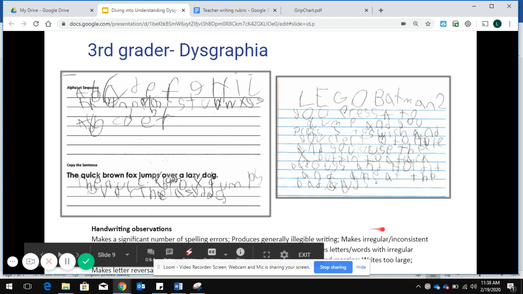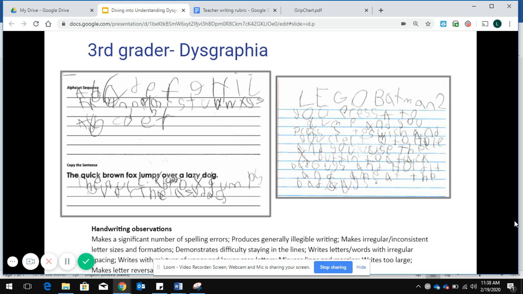So some of the handwriting observations are: makes a significant number of spelling errors, produces generally illegible writing, makes irregular, inconsistent letter sizes and formations, demonstrates difficulty staying in the lines, writes words with irregular spacing, writes a mixture of upper and lowercase letters, misuses lines and margins, writes too large, and makes letter reversals.